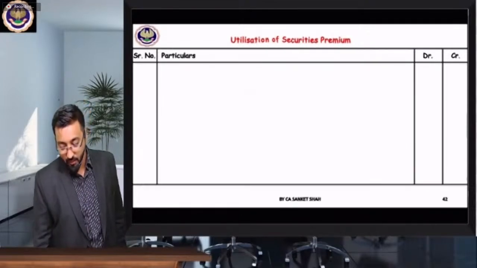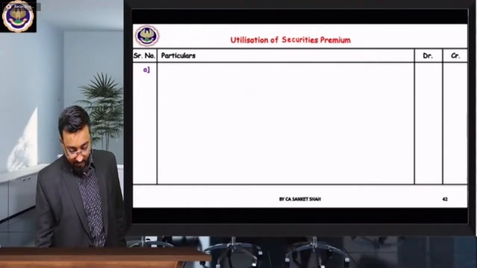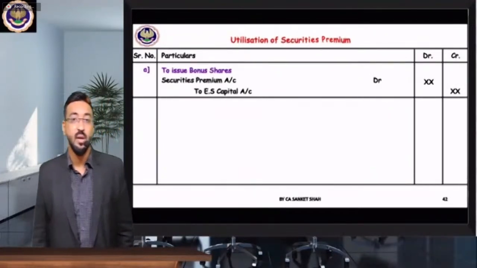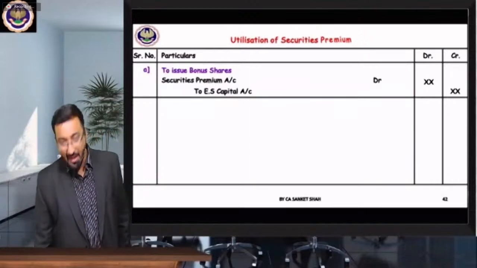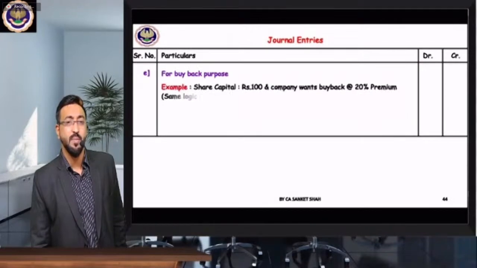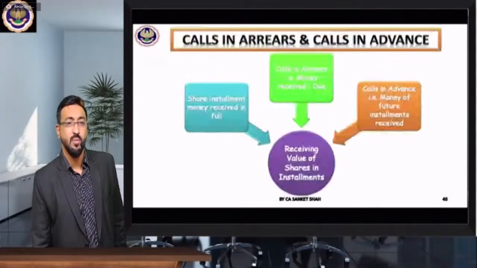Utilization of securities premium to issue bonus shares. Now, what is utilization? Let's take this later. Utilization I will take in the examples. Securities premium, don't take it now.